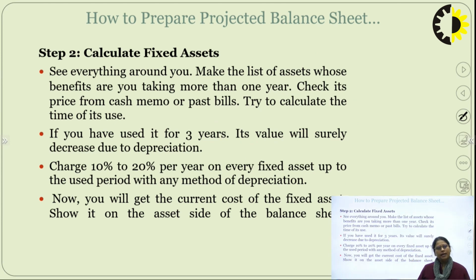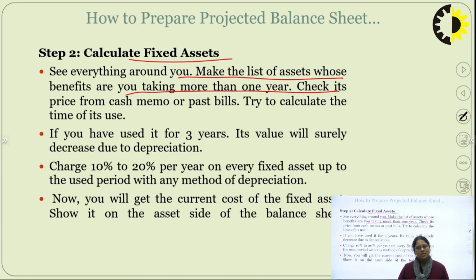Now the second category is the fixed asset. As I have already told you, if we have land, furniture, fixtures, machinery, these investments come into the category of long term investment or long term asset or fixed asset. See, make a list of assets from which you will take benefits for more than 1 year. If you have invested some money for more than 1 year and for a long period of time, then it comes into the category of fixed asset.